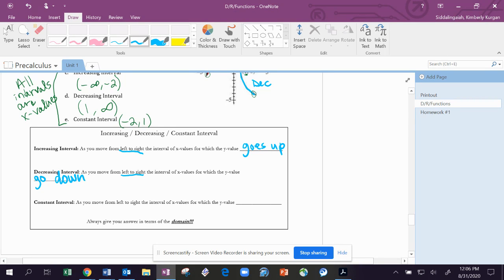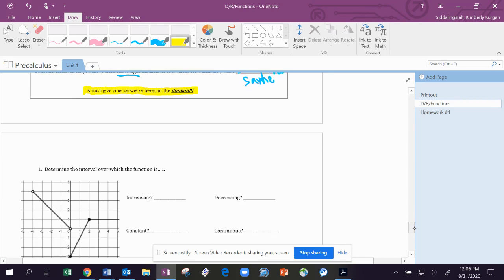And constant interval is, again, as you move left to right, the y values stay the same. And my experience is students can definitely point on a graph where things are increasing, decreasing, and constant, but the hardest part is always to give that answer in terms of domain.